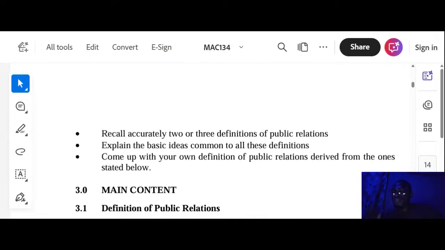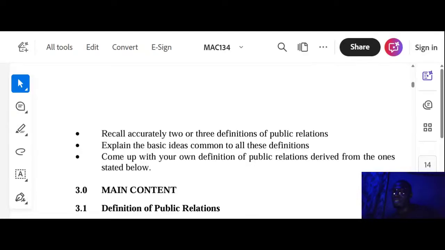You should not be surprised at objective number one that says know at least two to three definitions. You should be picturing in your mind already that when they mentioned in the introduction that many scholars have given different definitions of public relations, it means we will be expecting in this course different meanings of public relations based on different scholars' perspectives. So the second thing, explain the basic ideas common to all these definitions.